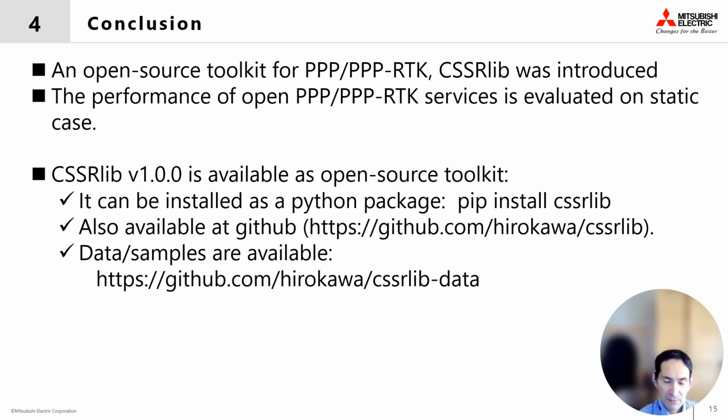Now CSSRLive version 1 is available as an open source toolkit. It can be installed as a normal Python package, and it is also available on GitHub, and data and samples are also available on GitHub. So please try it. If you're interested in high-accuracy services, please try CSSRLive by yourself.